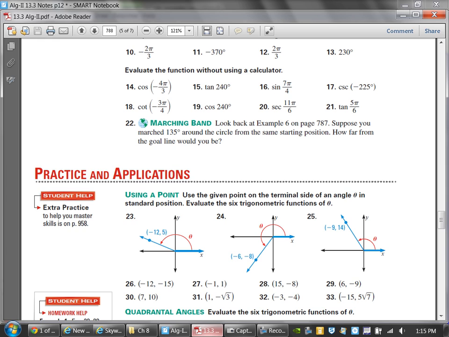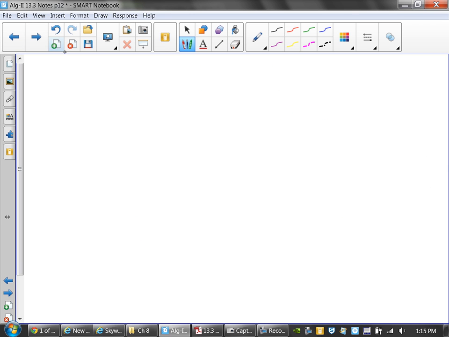All right, let's do tangent of 5π/6. Oops, wrong button.